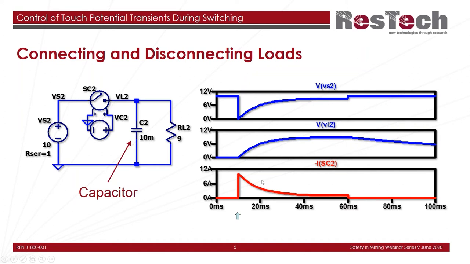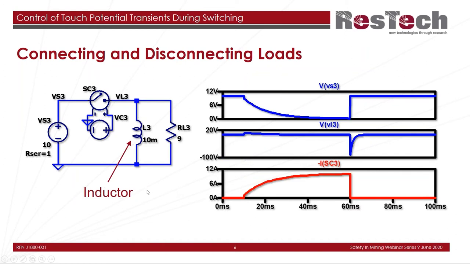But the thing to note in this one is that with this addition of the capacitor, we now have a circuit where we have a current which is much larger than the steady state current of 1 amp. We have a current of 10 amps that can flow in this circuit. So that's the thing to remember. Now, if we change that now to be an inductor rather than a capacitor and do the similar sort of switching at 10 milliseconds and at 60 milliseconds.